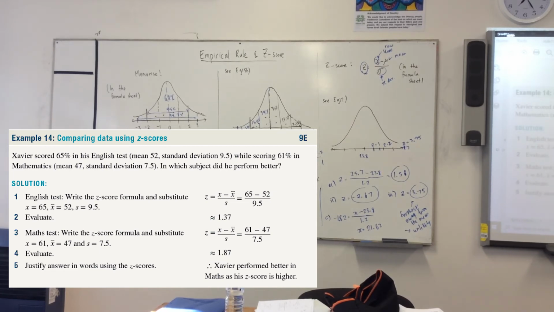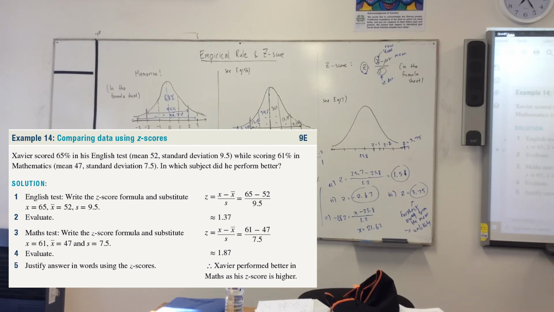So, girls, Xavier scored 65% in the English test. Now, let's not look at what's inside the bracket. On the surface, someone scored 65% in English and 61% in mathematics. You would think he did better in English because the mark's higher, right? But that's not necessarily the case. It depends on how the class did, which is the average, and the standard deviation, so in other words, how far overall those scores were from the mean. So this is where z-scores are used.